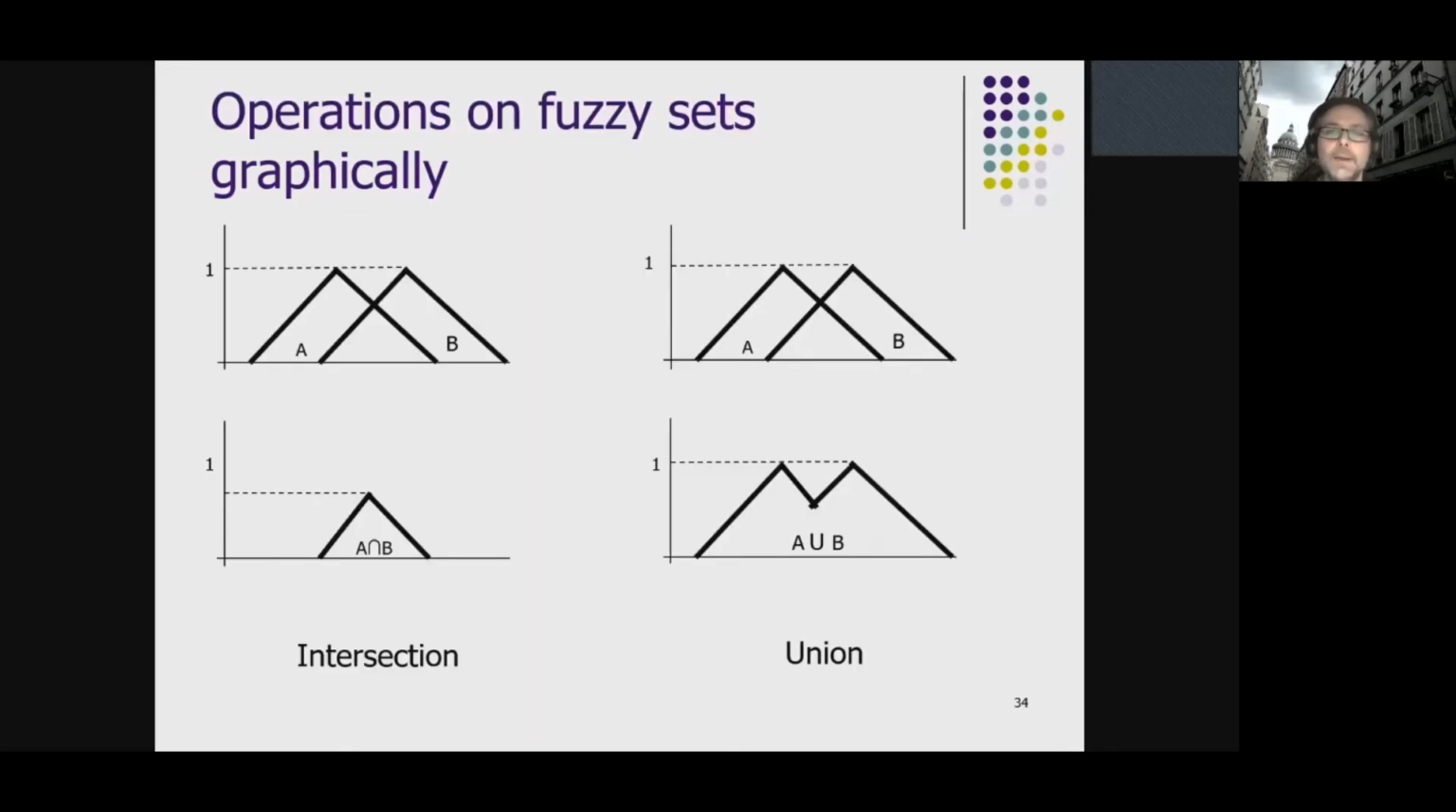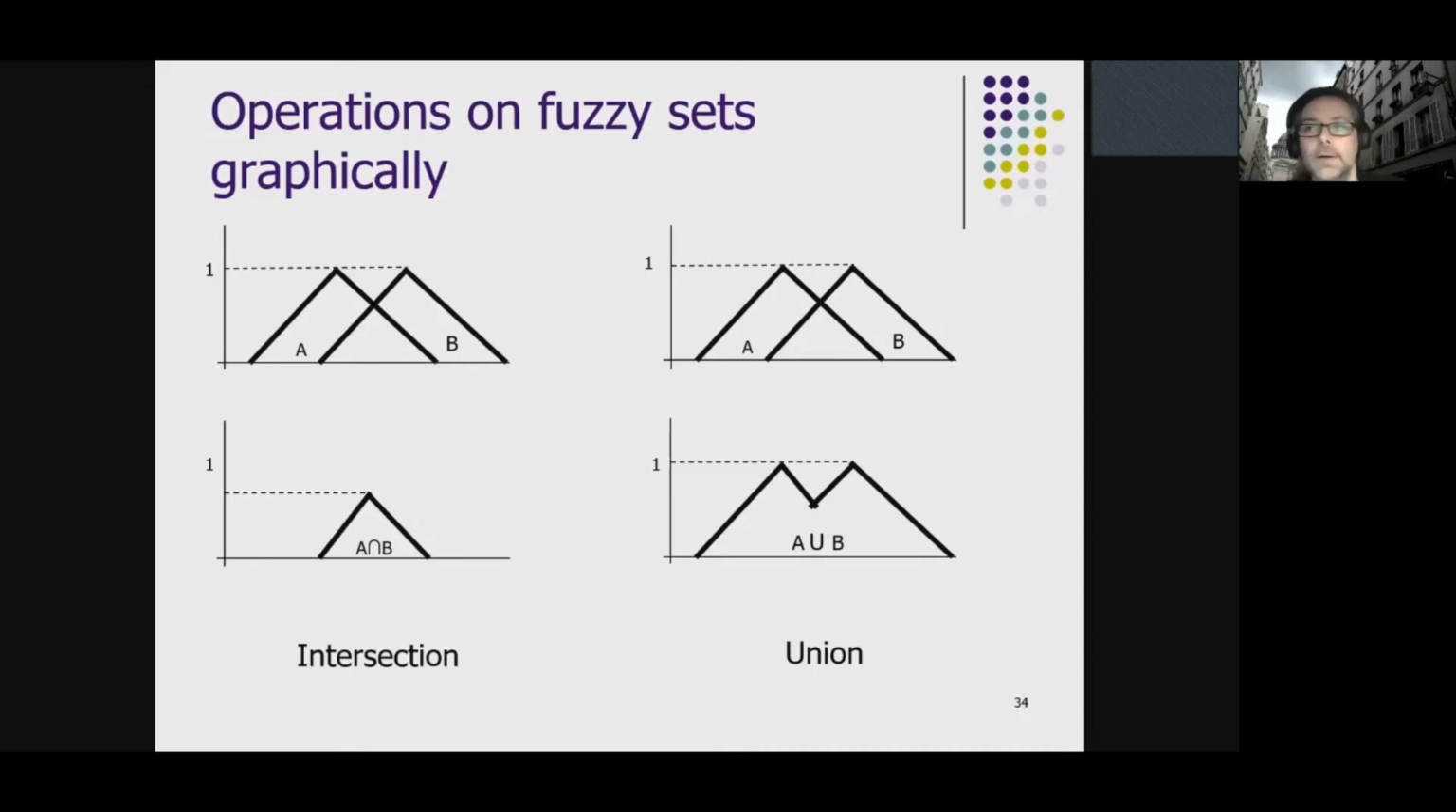I represent these operations graphically here by using continuous fuzzy sets. Okay. There are different types of continuous fuzzy sets. Triangular fuzzy sets, like the ones I have here. You can see A and B are represented by triangles. There are two different fuzzy sets represented by functions that take this triangular form.